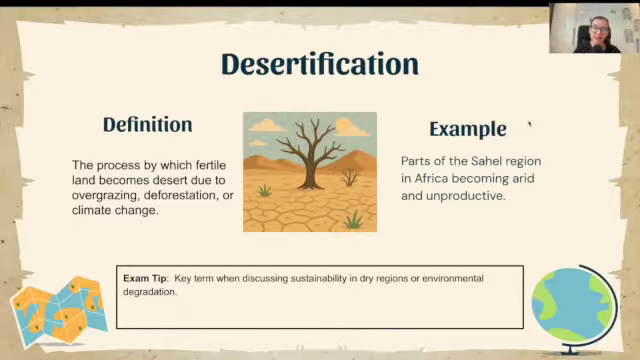Desertification. This is the process by which fertile land becomes desert due to overgrazing, deforestation, or climate change. For example, parts of the Sahel region in Africa are becoming arid and unproductive. For the exam tip, use this key term when discussing sustainability in dry regions or environmental degradation.